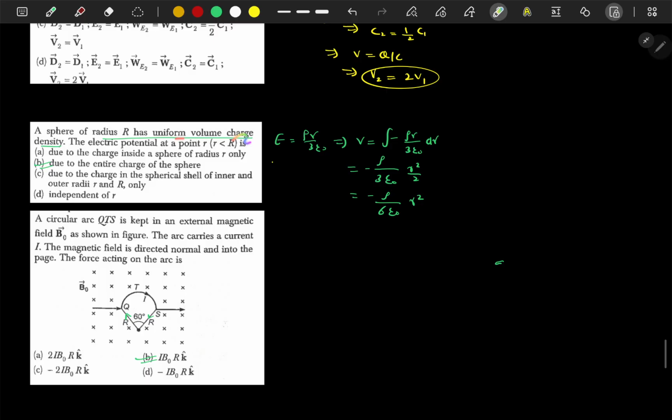As per the observed volume charge density, the electric potential at a point r less than R inside the sphere.